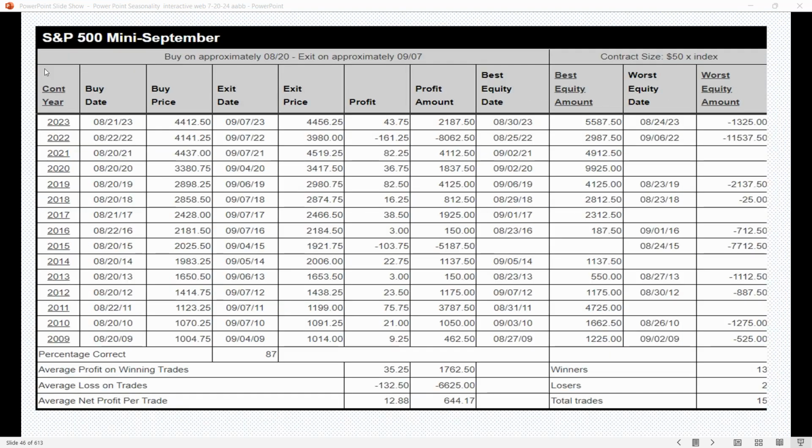So here's the detail on that trade. If you want to drill down more, you can see last year it got in on the 21st and got out on the 7th. It made a little bit of profit, 43 bucks, nothing too huge that year. The year prior it lost 161, so it had those two losing years. The year prior, up 82, 36, 82. So you can see there.